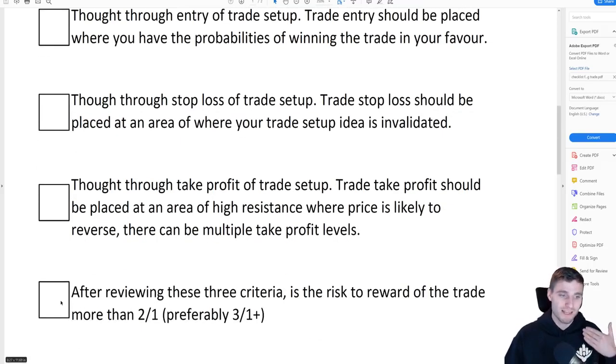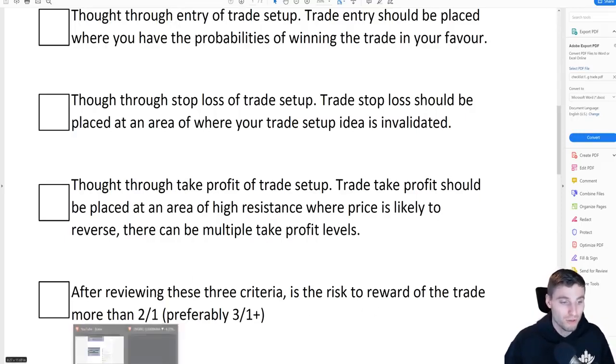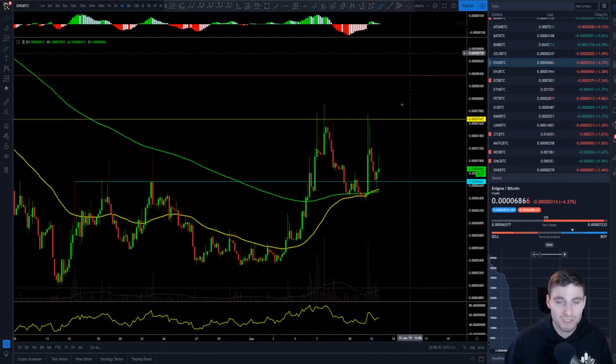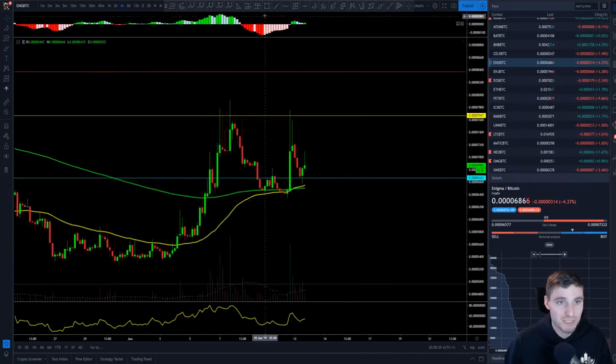And then lastly, reviewing these 3 criteria. After reviewing them, and you've got 3 tick boxes so far, the 4th, and arguably the most important, is that the risk to reward of the trade is at least 2 to 1. So it needs to be at least 2 to 1. Let's say, for example, just for the sake of an example, that we've identified that we want to buy on daily support, we want to have our stop loss below the lows, and we want to target weekly resistance.